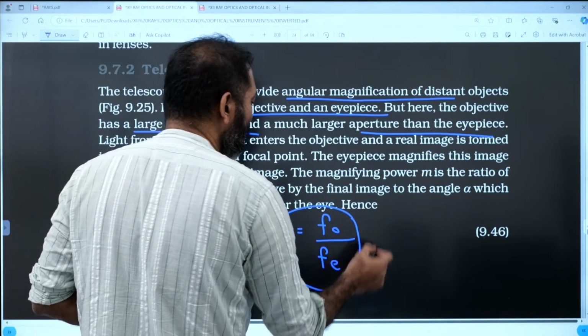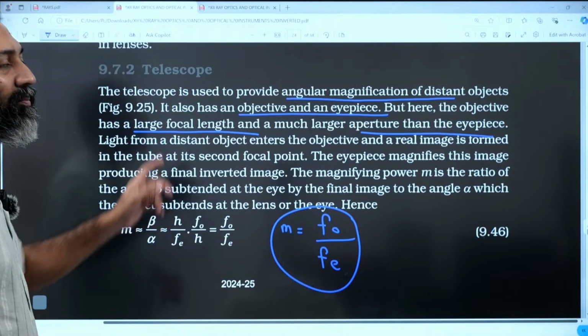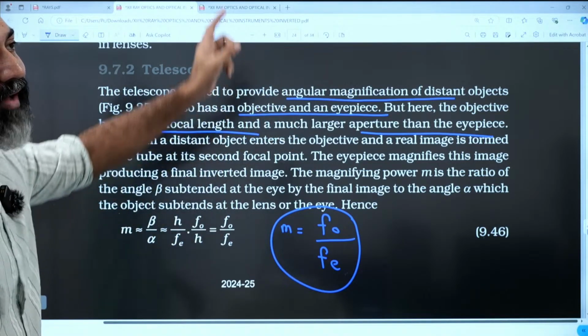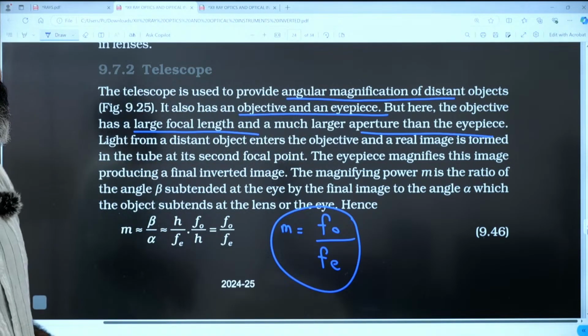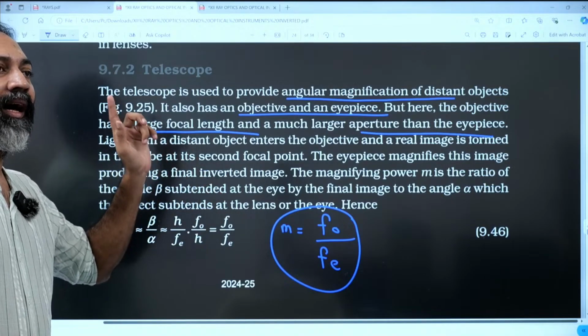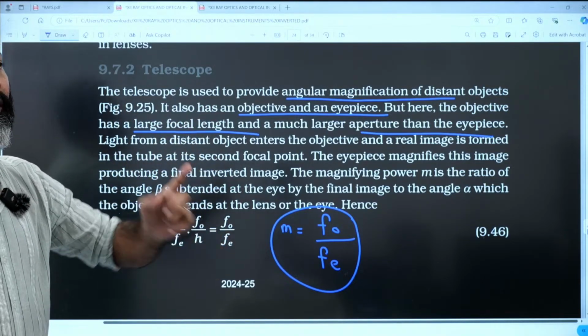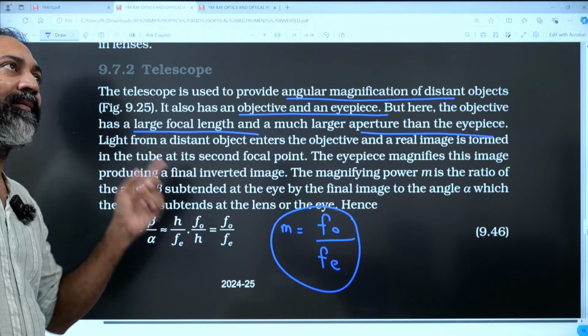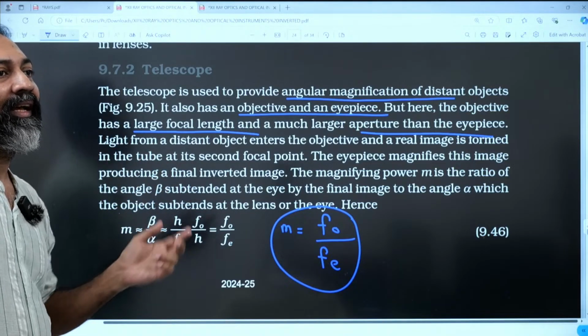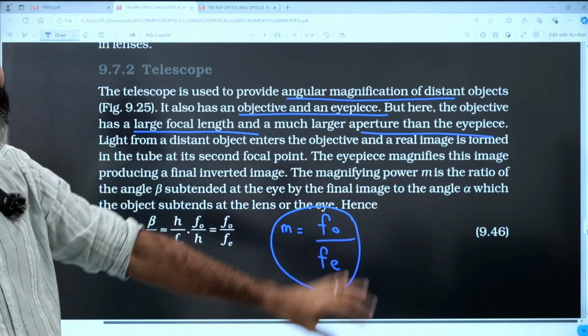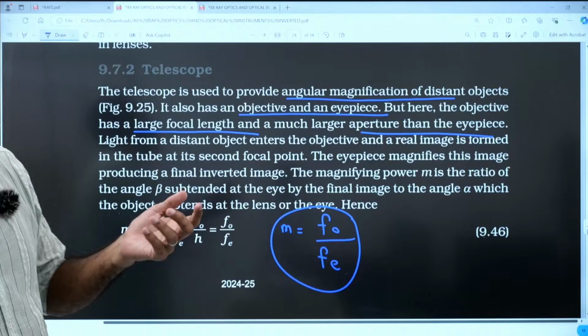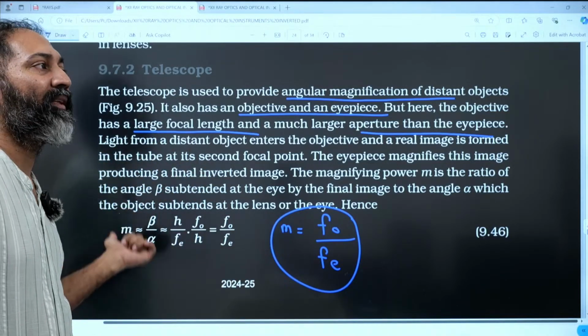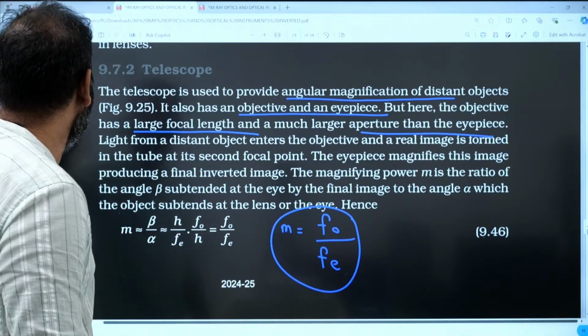What is the magnifying power? FO by FE. What is the purpose of telescope? To give angular magnification. What is its structure? Large objective, small eyepiece. Objective lens forms the image of the distant object within the focal plane of eyepiece. Eyepiece considers this as virtual object and the final image is formed, as shown in the figure.